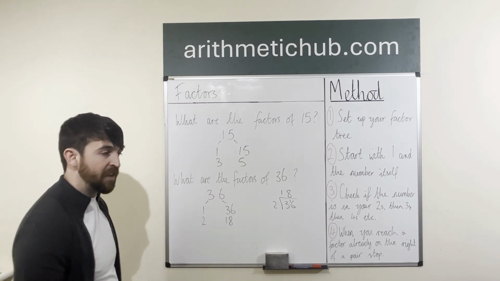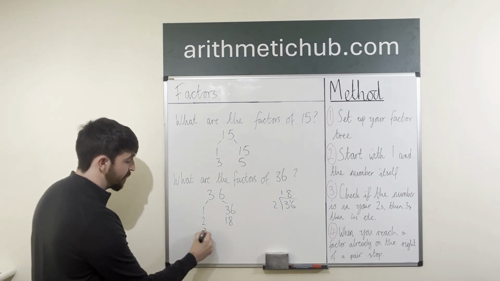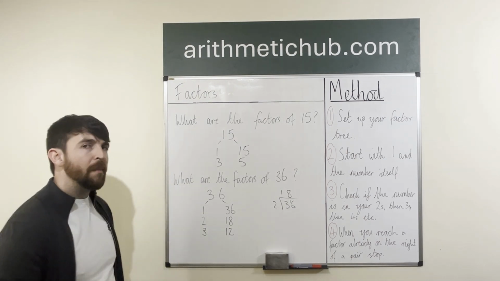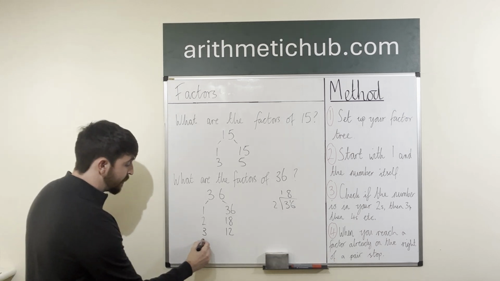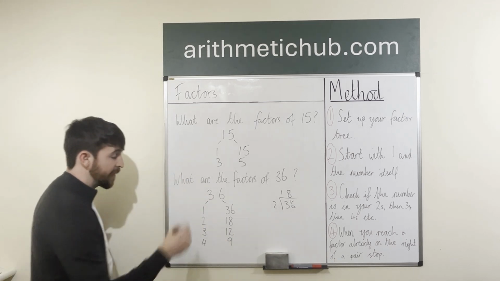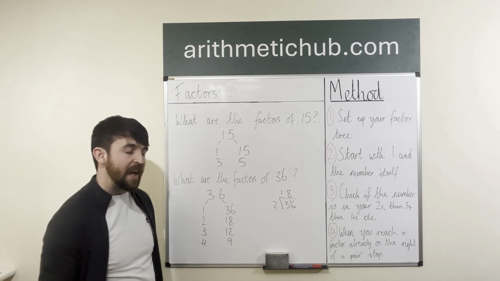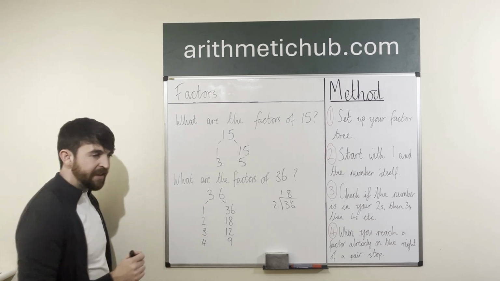Is it in the 3 times tables? Well, yes, because I know 3 times 12 is going to give me 36. So 3 times 12 is going to give me 36. What about my 4 times tables? Again, I know that 4 times 9 is going to give me 36. In the 5s? Well, no, because it doesn't end in a 5 or a 0, so it's not going to be in my 5s. Is it in my 6s?